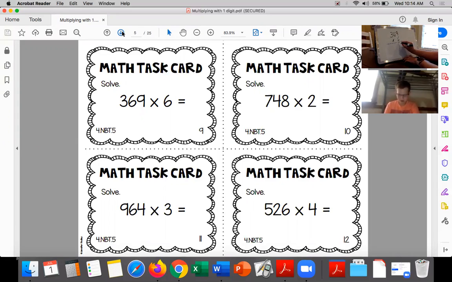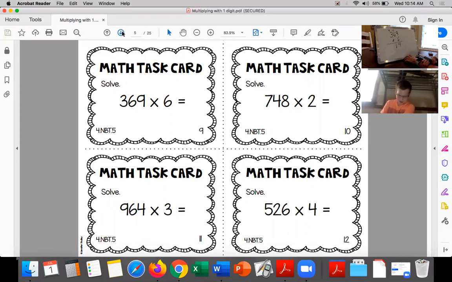So I'm going to bring the 4 down, put the 4 down and carry the 5. 6 times 6. 36. Plus 5. 41. I'm going to bring down the 1, carry the 4. 6 times 3.